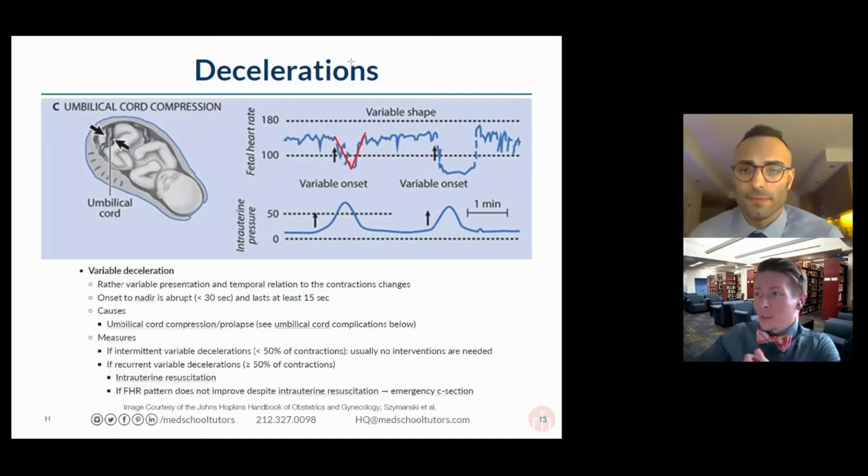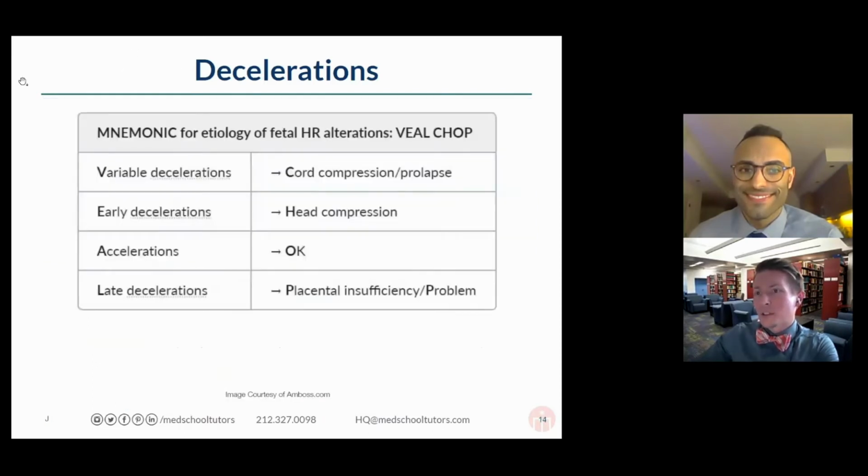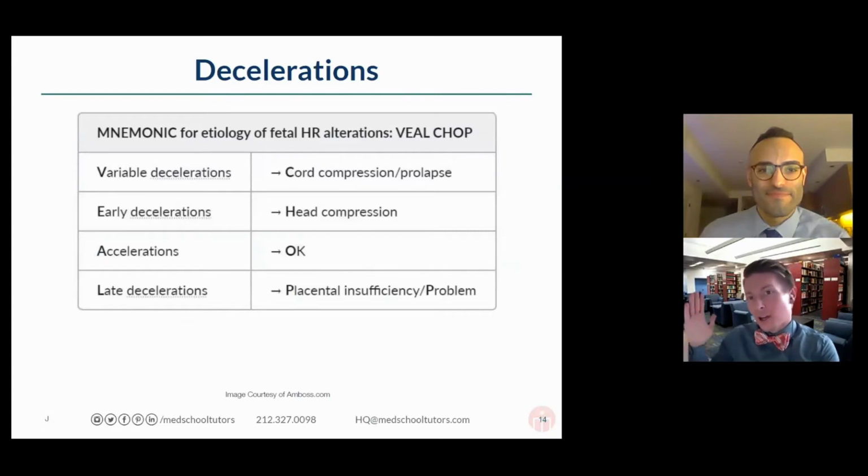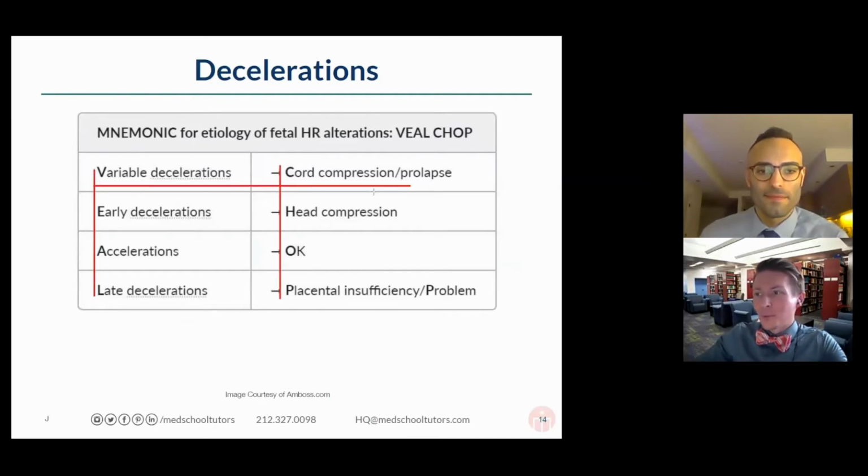So if we add all these guys up, there's a nice mnemonic that we can use to help remember these, and that's VEAL CHOP. The idea here is that you arrange the VEAL vertically, for variable, early, accelerations, and late decelerations. And then you align CHOP next to that, where C stands for cord compression. So variable and cord compression have now lined up on our two vertical pathways here. So we have VEAL CHOP, and then V lines up with cord compression.